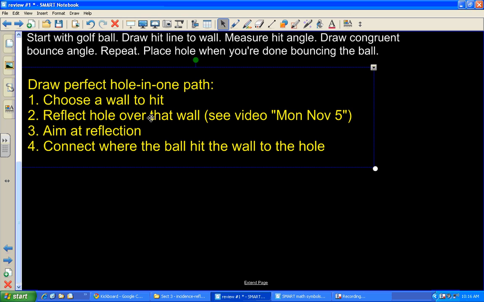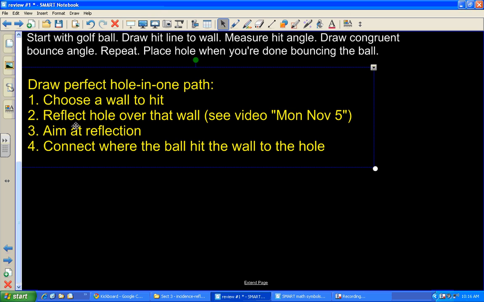If you don't remember how to reflect a point, please go back to the video that says Monday, November 5th. Again, if you need links sent to you, just please send me an email. If I have time, I'm going to email it to everybody today. We'll see if I have time to do that. Okay, but if you don't remember how to reflect a point, go back to that video. It tells you exactly how to do it.